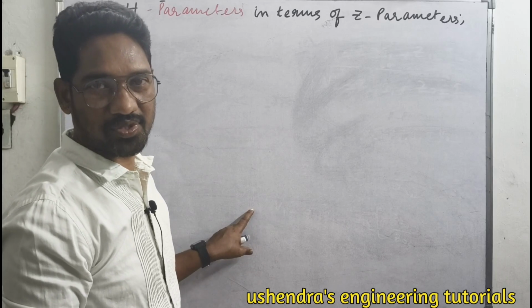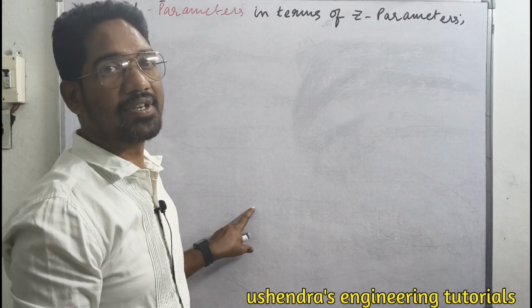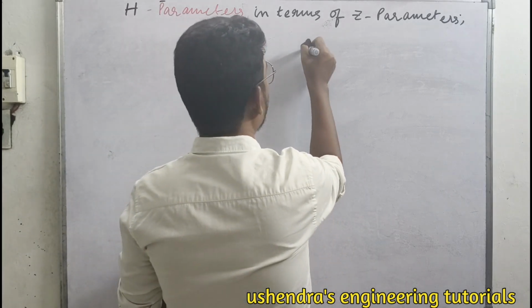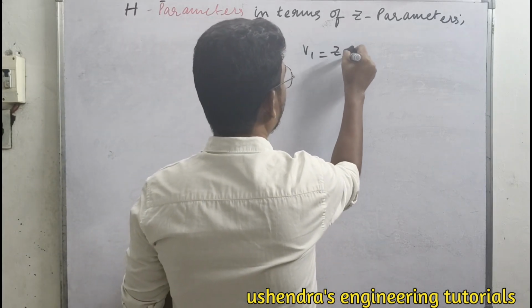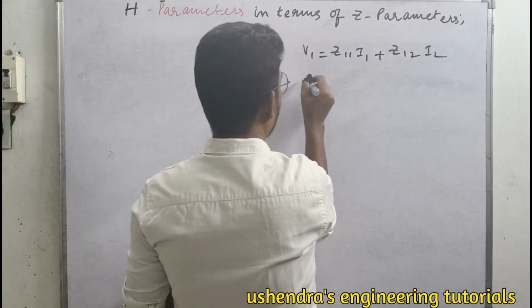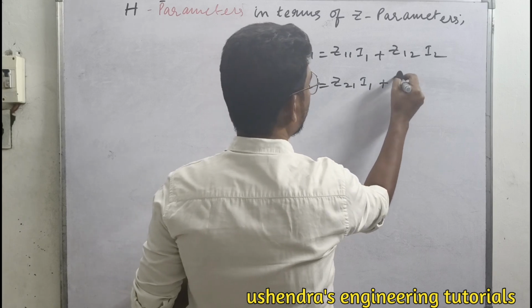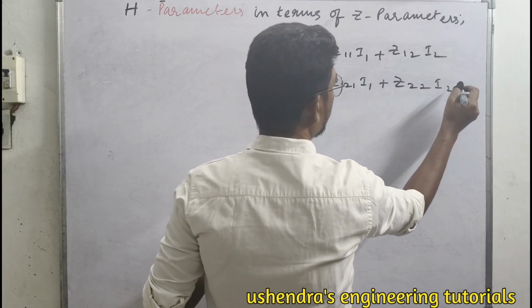h parameters in terms of z parameters. We start the conversion process from the two defining equations for z parameters, which are given by v1 equals z11 i1 plus z12 i2, and the second equation v2 equals z21 i1 plus z22 i2.